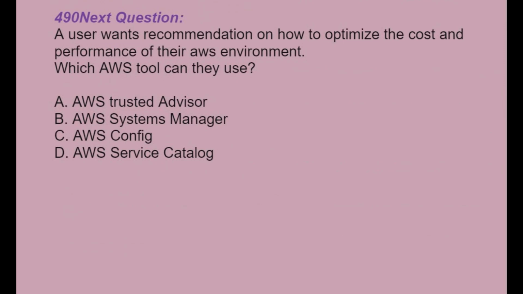Question is, a user wants recommendations on how to optimize the cost and performance of their AWS environment. Which AWS tool can they use? Option A, AWS Trusted Advisor. Option B, AWS Systems Manager. Option C, AWS Config. Option D, AWS Service Catalog. Correct answer is option A.